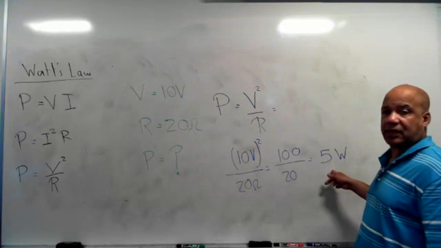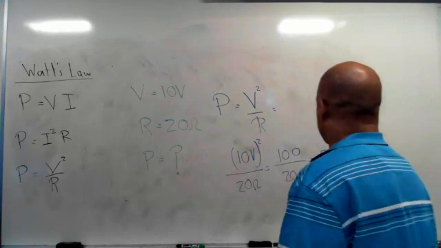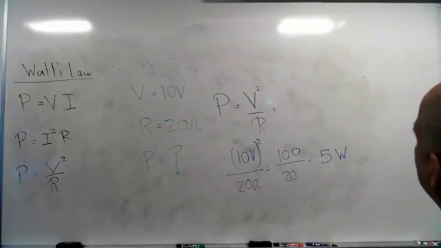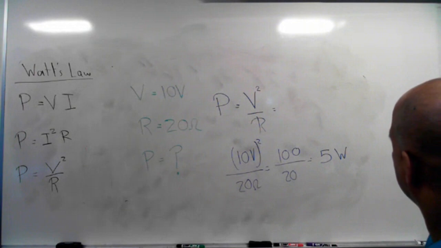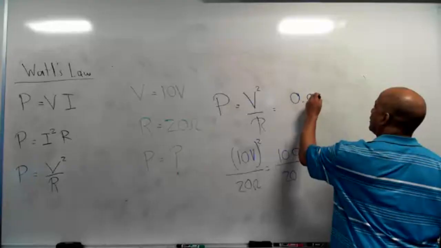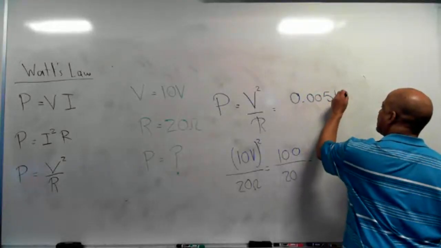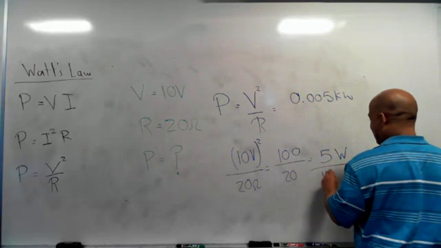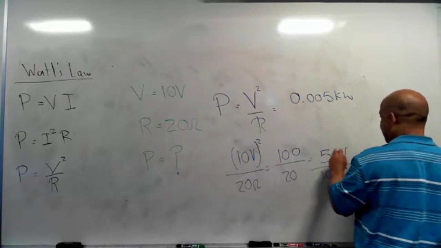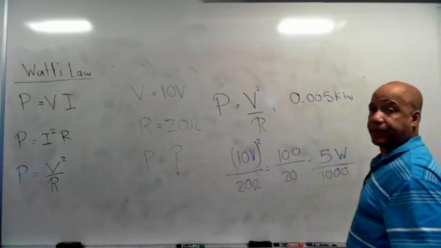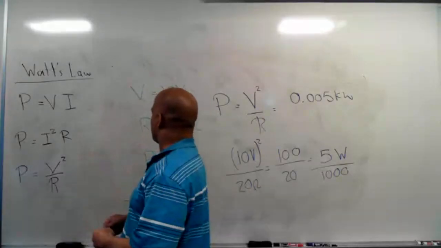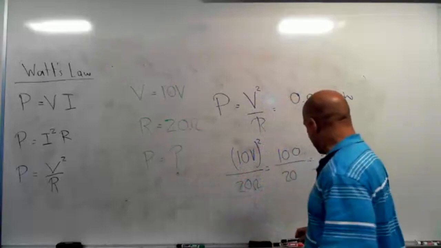How many kilowatts is this? 5 watts is how many kilowatts? 0.005 kilowatts. Again, just divide that by 1,000, and that converts it from watts to kilowatts. So there are some really basic examples of calculating to get power.